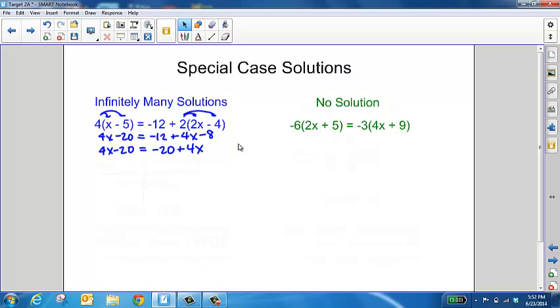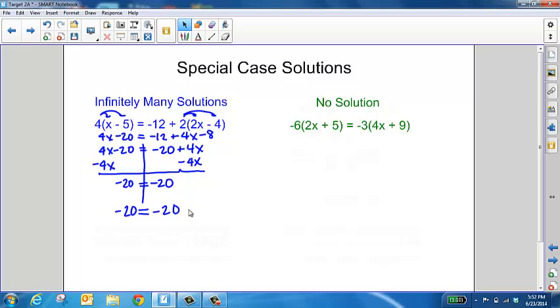Now the next step would be to subtract the smaller of the two variables. But if you look, there's a 4x on both sides. So when we subtract 4x from the left and right-hand side, our variable terms actually subtract out to 0, and we're just left with negative 20 equals negative 20. So if we take a look at that final answer, negative 20 does in fact equal negative 20, and this is a true statement.